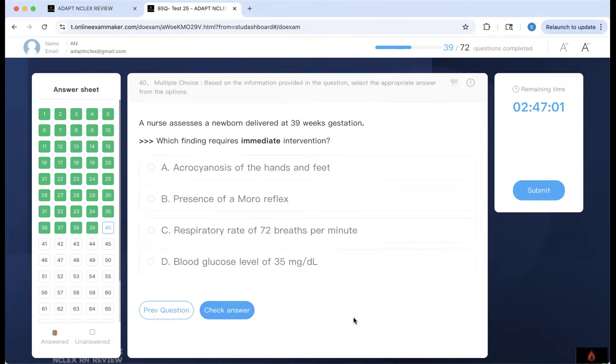And as you're assessing a newborn delivered at 39 weeks, which finding requires immediate intervention? Acrocyanosis of the hands and feet, presence of Moro reflex, respiratory rate of 72, blood glucose of 35. Which one requires immediate intervention? What do you think? Number 4.